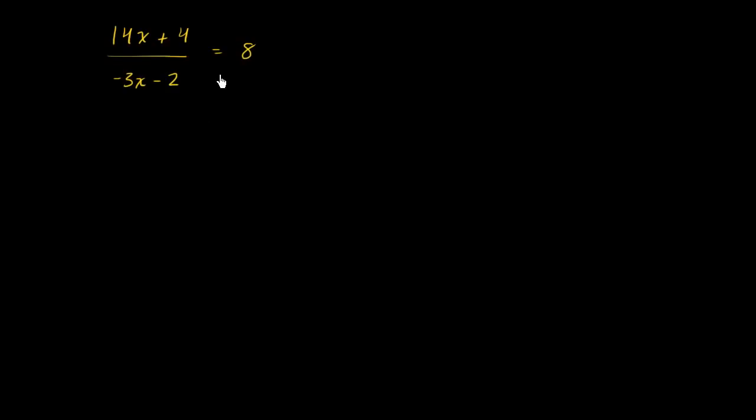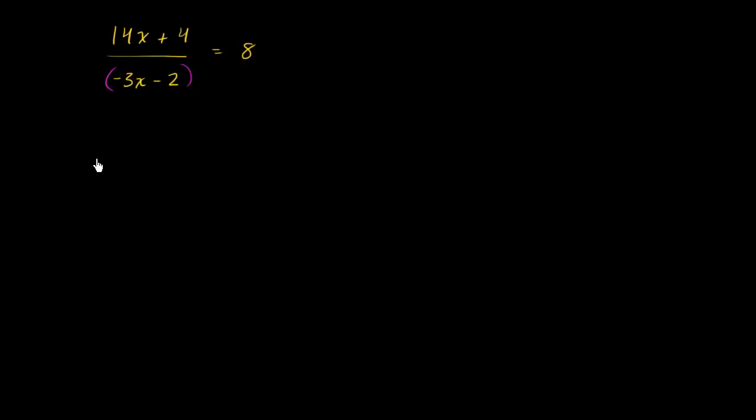So this equation right here, at first it doesn't look like a straightforward linear equation. We have one expression on top of another expression. But as we'll see, we can simplify this to turn it into a linear equation. So the first thing that I want to do is, I don't like this -3x - 2 sitting here in a denominator. It makes me stressed.